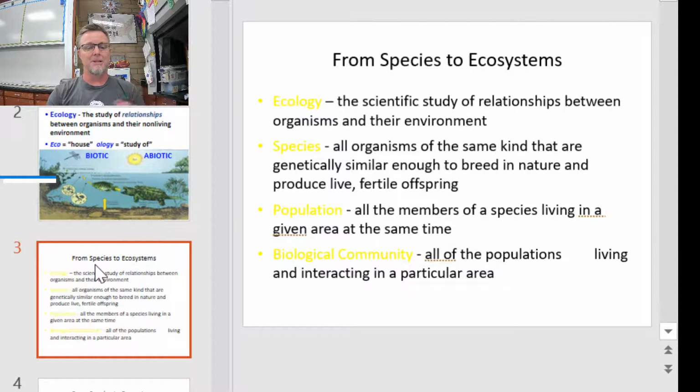Okay? Populations. Populations are all the members of a species living in a given area at the same time. Okay? All the members of a species. So these individuals not only have to look the same and be able to interbreed and produce fertile offspring, but they have to be in the same place at the same time. A biological community is all of the populations living and interacting in a particular area. So in a biological community, we're going to add more to this so that you have not just one species, one population, but now multiple species, multiple populations interacting to make a community.